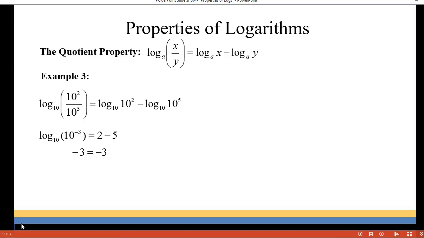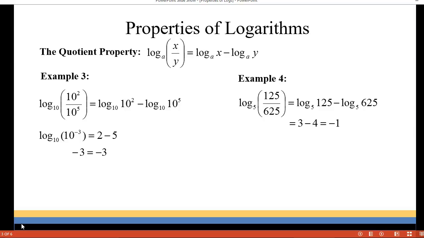Checking your answer on the left side, you would subtract the exponents because your two base 10s are divided. So you get negative 3 in the exponent, which means that when you evaluate the log in base 10, you get negative 3. And on the other side, you would have a 2 minus 5, which is also negative 3. Let's try another example. Suppose we had log base 5 of 125 over 625. That would equal log base 5 of 125 minus log base 5 of 625. Well, 5 to the third is 125, and 5 to the fourth is 625. So we would get out negative 1.